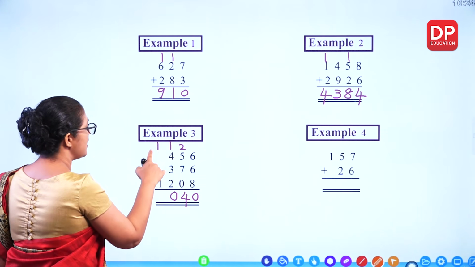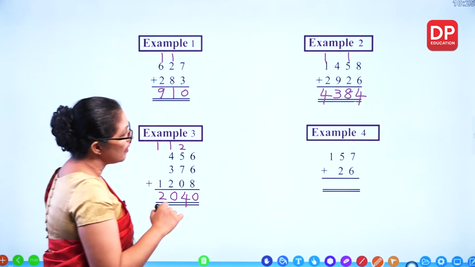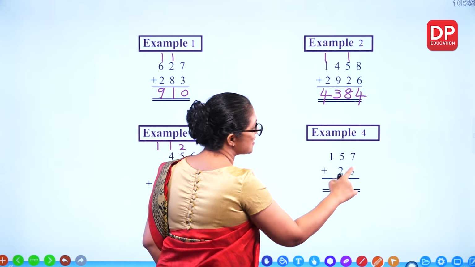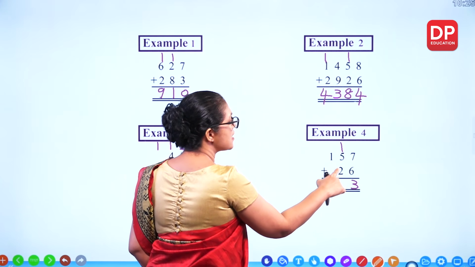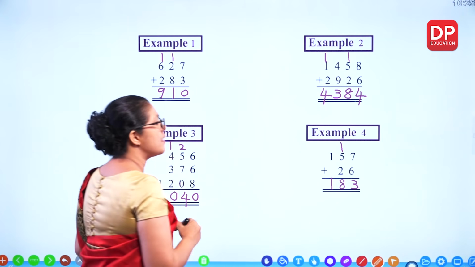And take 1 here, 1 and 1. This becomes 2. In this one, 7 plus 6, 13. Take 1. 5 plus 1, 6, 6 plus 2, 8 here and 1 there.